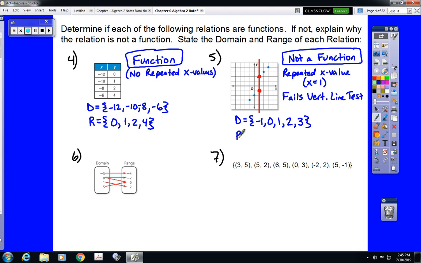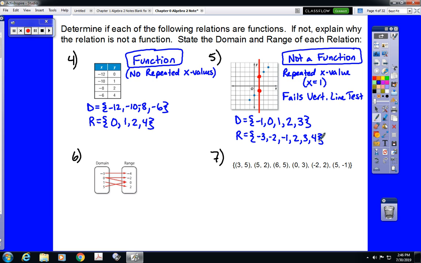The range is a list of all the y coordinates. Again, we're not going to repeat any, but in this case we don't have any repeating y values. We have points at negative 3, negative 2, negative 1, 2, 3, and 4.